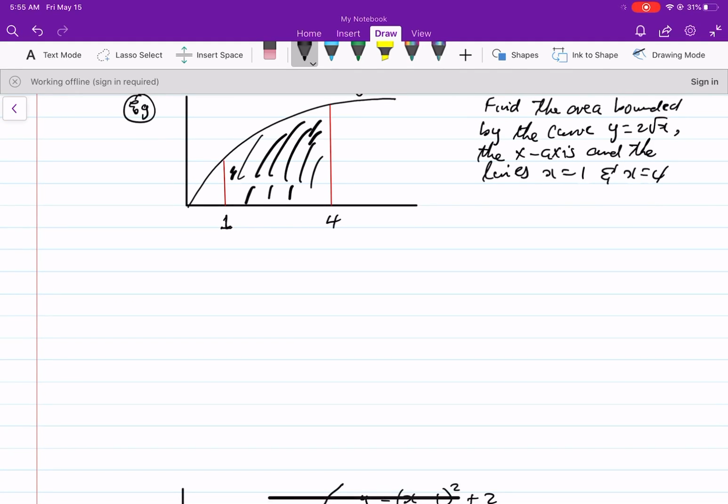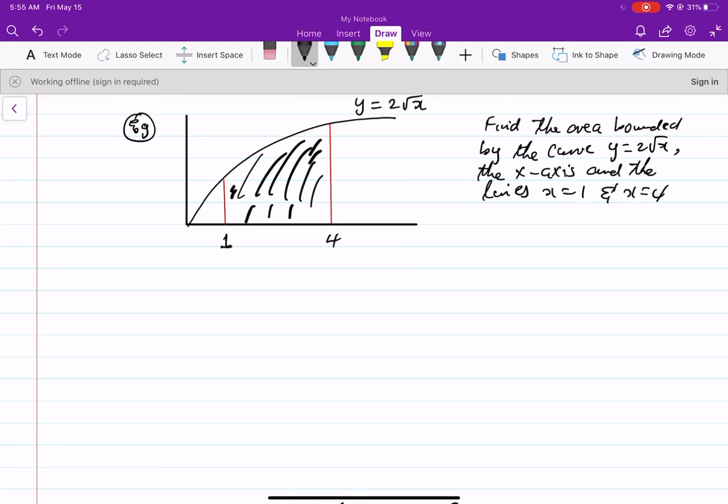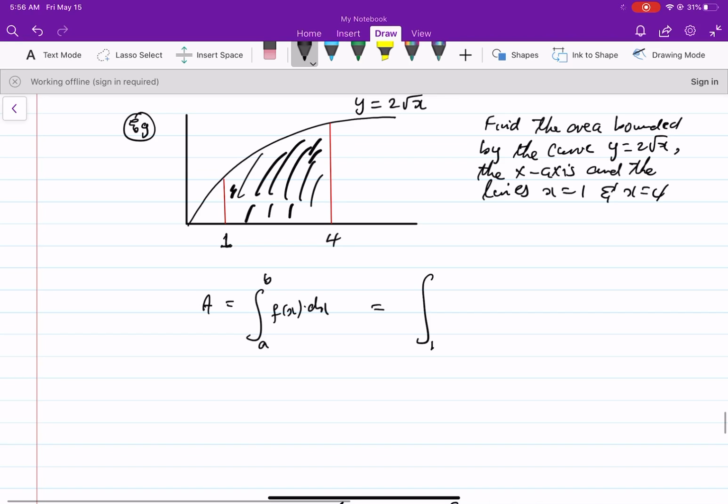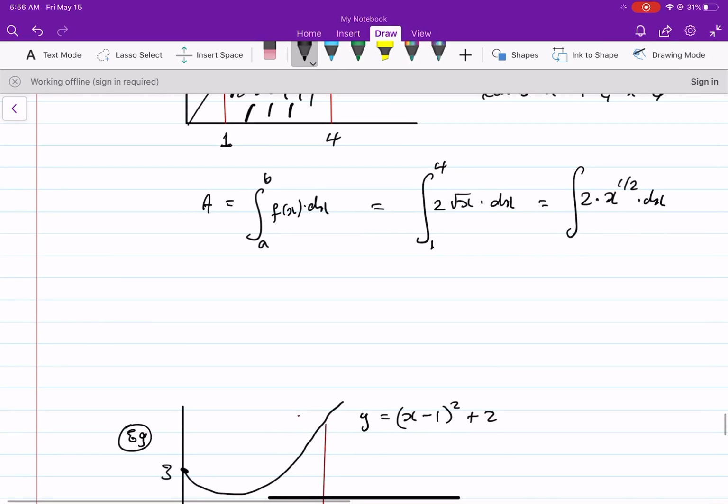Well, we just saw that it's based on an integral. That area, I'll call it A, is equal to the integral between my limits. Let me write the generic thing first: the integral between a and b of f of x dx, which in this case will be the integral between, well, what are my limits? The lower limit is 1, the upper limit is 4, and the function is 2 root x dx. Well, how do you integrate that? That's 2 times, and root x can be written as x to the half, right? Oops, I forgot my limits, 1 and 4.